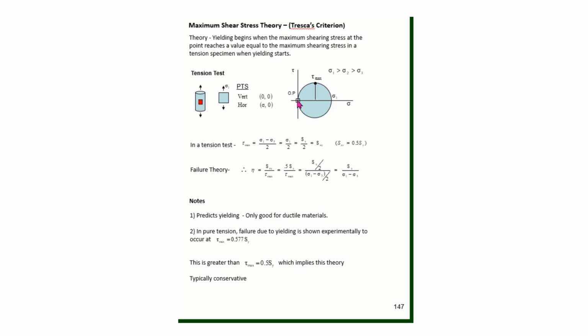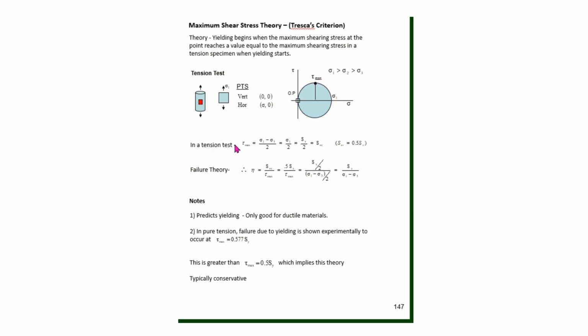representation. So it says yielding begins when the maximum shearing stress at the point of interest reaches a value equal to the maximum shearing stress in a tension specimen when yielding starts. So we come here and we know that yielding will start when we hit sigma 1. And so we compute the maximum shear at that point, and that's tau max. And we take that value and compare it to the yield strength of our material.